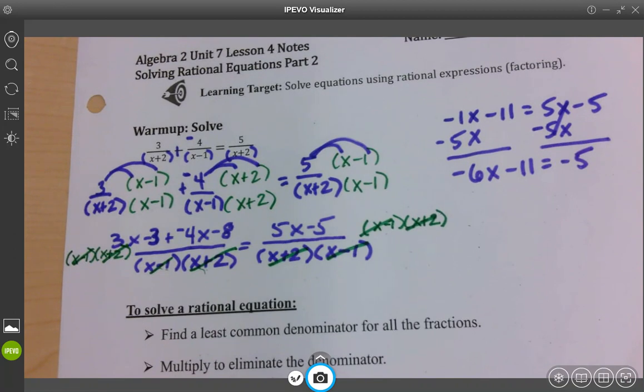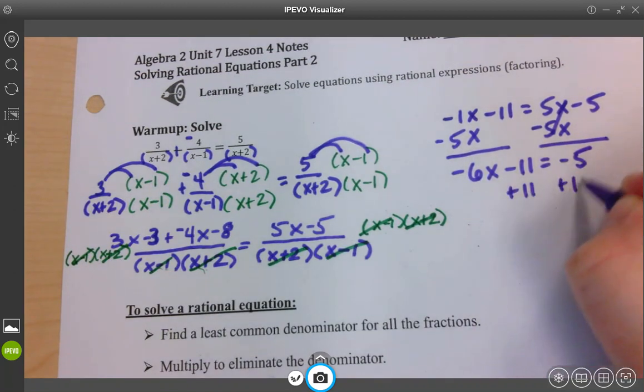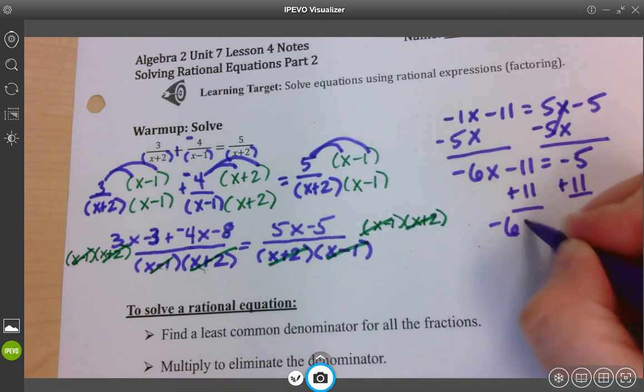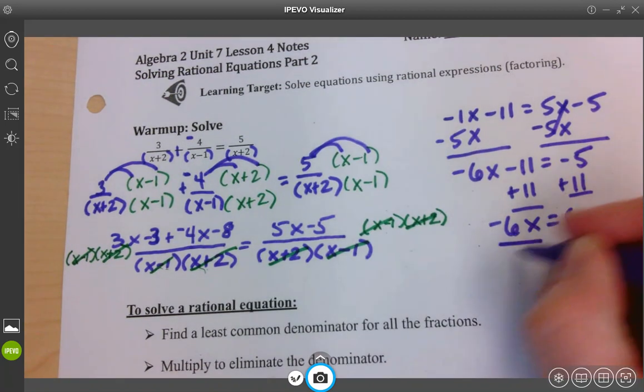All right, to get x by itself, I'm going to add 11. And now since I have negative 6 times x, I'm going to divide by negative 6 on both sides.